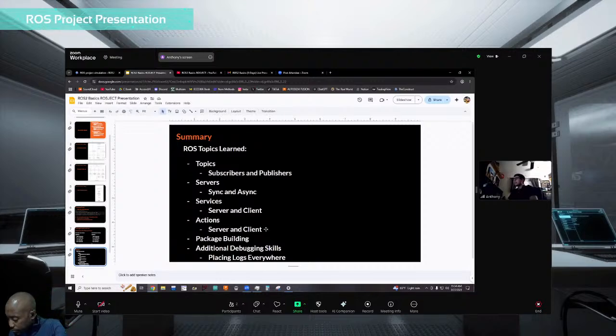Then I learned about services and actions, and they're pretty cool. There's definitely a lot of uses for them, especially in the real world. Package building and additional debugging skills. Placing logs and print statements made finding the problems a lot easier.